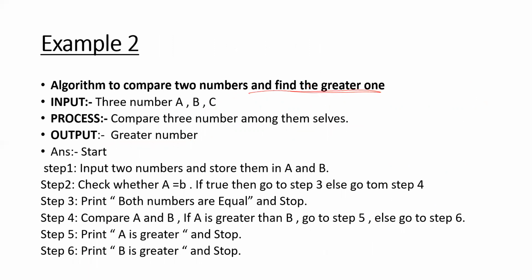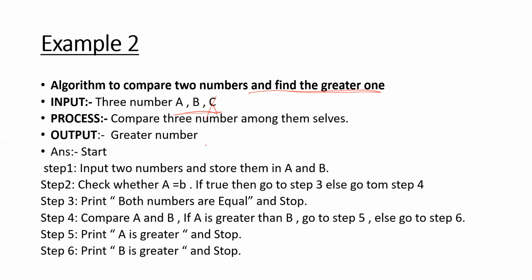Okay, so this is the method. So what is the input? 3 numbers again? Not 3 numbers. We have to compare 2 numbers, A and B, because it is written that we have to compare 2 numbers and find the greater one. So C you have to remove.